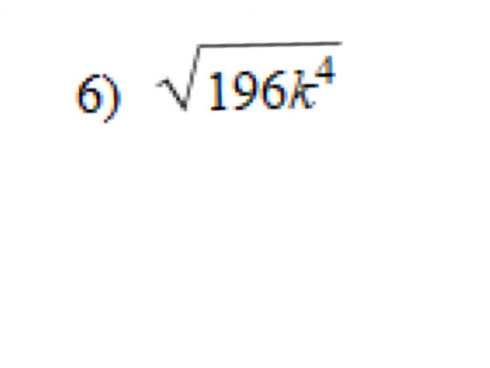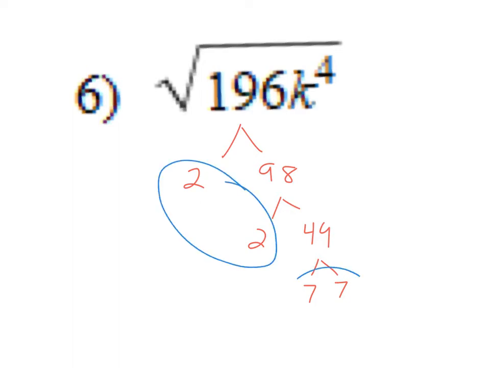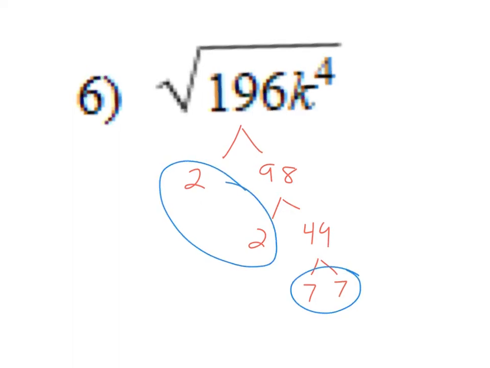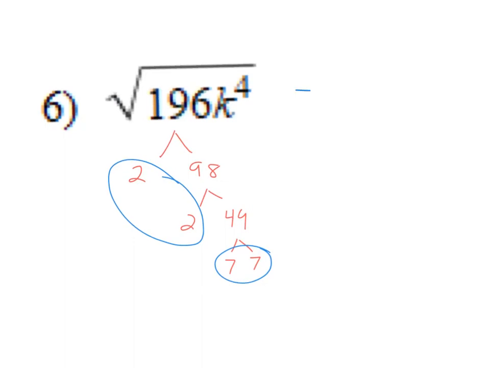All right, so number 6 here. So 196, if I divide it by, let's say 2, I'm going to get 2 and 98. Divide by 2 again, and I'm going to get 2 and 49. And then 49 would break to 7 and 7. So if I look at this, I got a pair of 2s and a pair of 7s on the end. There's nothing that's going to be left over on the inside. So I have a 14 on the outside.